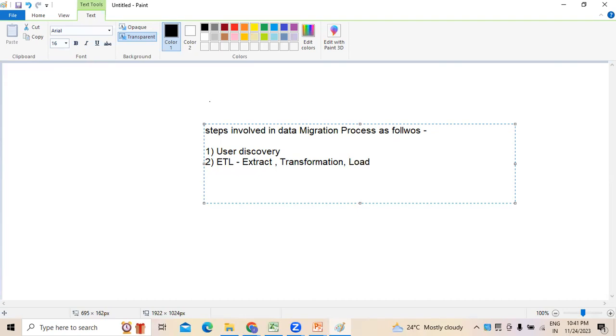After transformation, the next step is load. Load means whatever new applications and new systems we are developing, how we are going to load this data is essentially important. So whenever we follow a data migration process, the very first thing we need to do is to have knowledge of user discovery. Now the second one is ETL, which stands for extract, transform, and load. This is the second one.